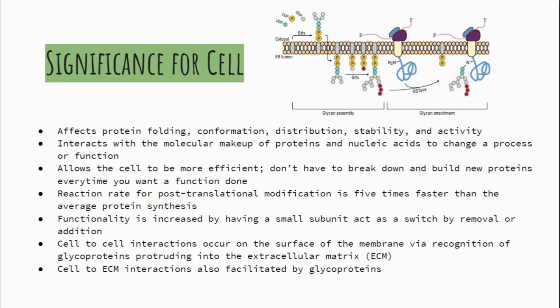Glycosylation affects protein folding, conformation, and stability of the cell. It also increases the proteome diversity, the most out of any form of post-translational modification. Glycosylation will also affect about 50% of all of your proteins in the human body.